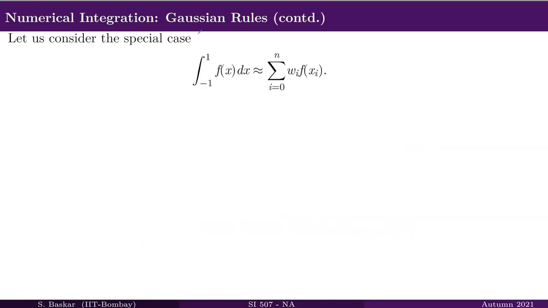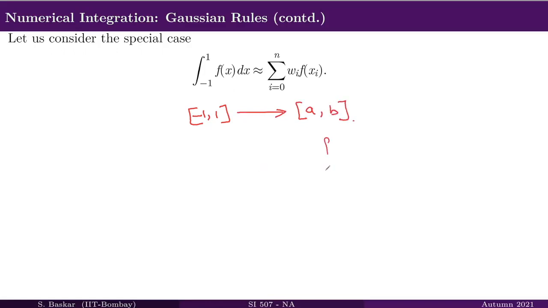We will derive the Gaussian quadrature rules only for the integrals over the interval -1 to 1. Why we are restricting only to -1 to 1 is, well, this is for making the derivations simpler. Once we make the formula for the integral over -1 to 1, then we can use a simple change of variable to go from -1 to 1 to a to b.